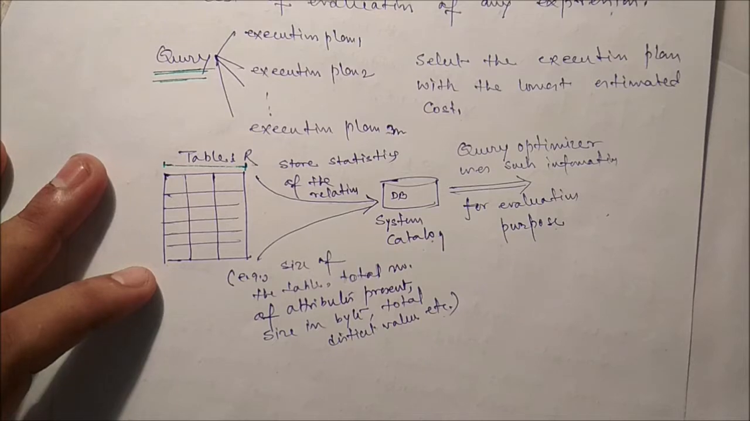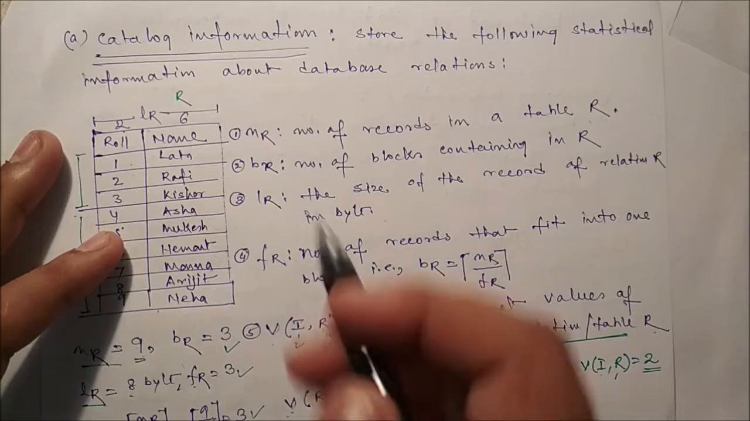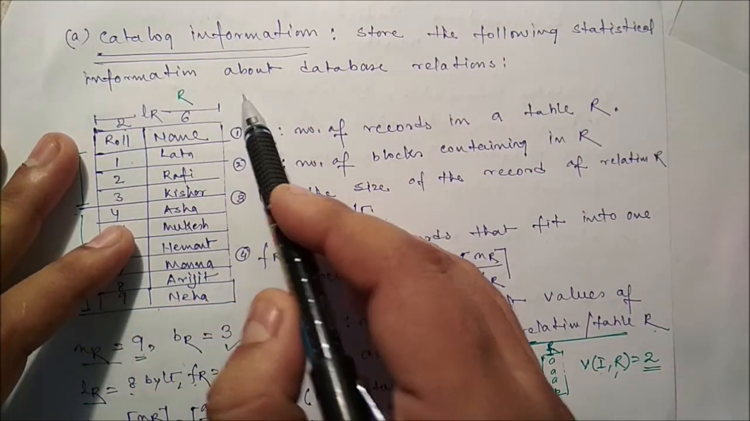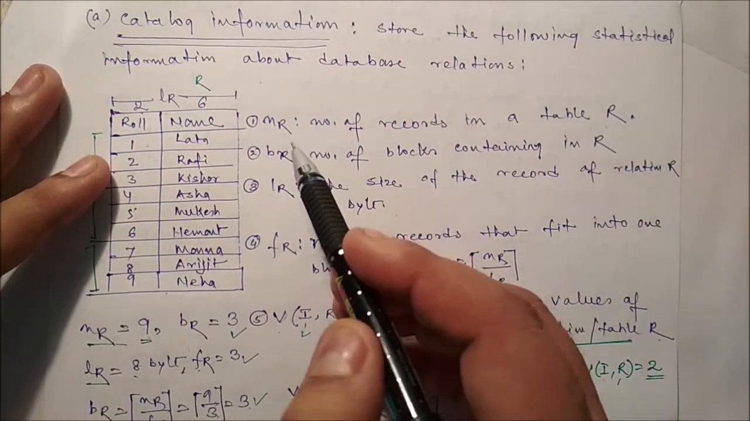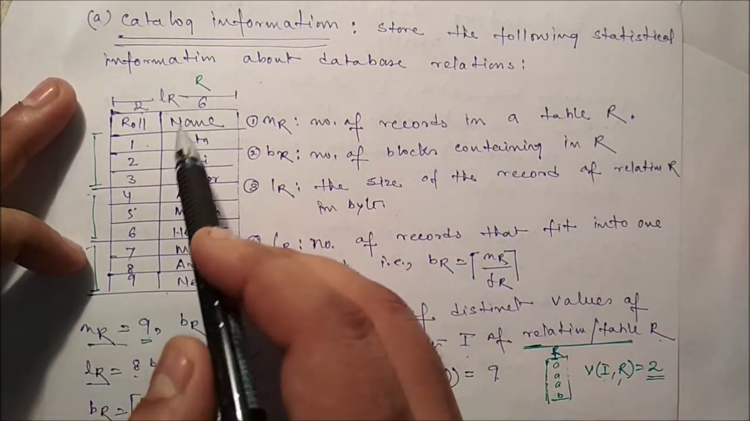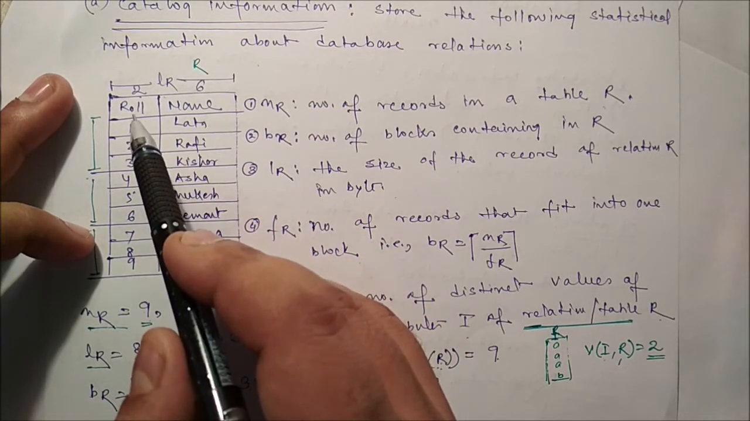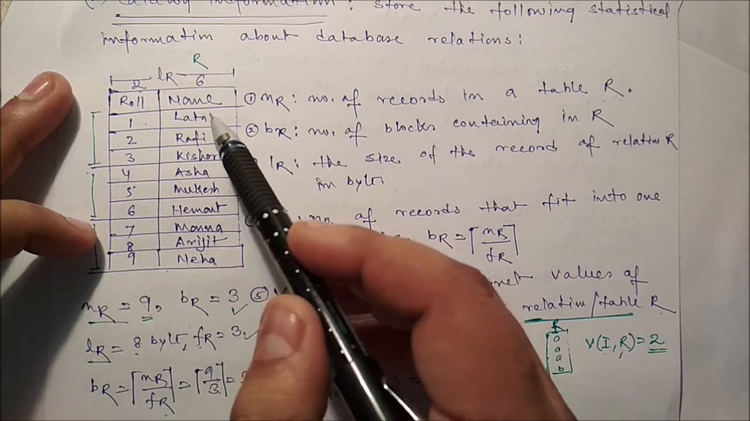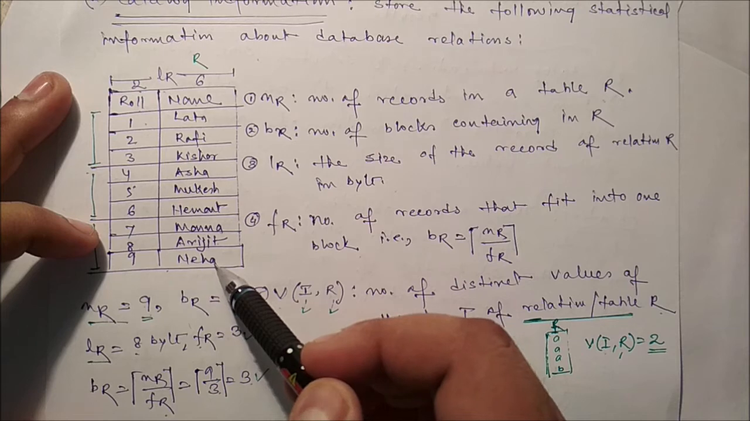Are you getting this one? So first is catalog information. Catalog information stores the following statistical information about database relations. We will see one by one. So here is one table, where the name of the relation is R, and two attributes are there, roll number and name. Roll numbers 1 to 9 are there, and names Lata, Rafi, Kishore, Asha, Mukesh, Hemant, Manna, Rijit and Neha.